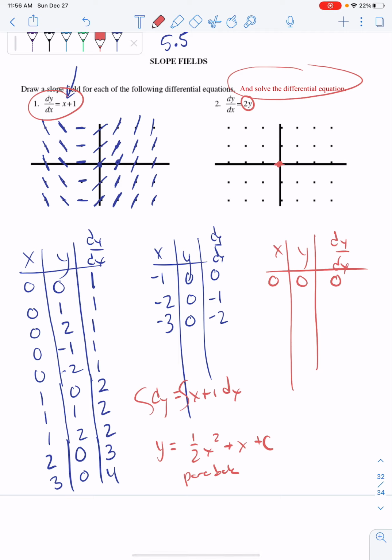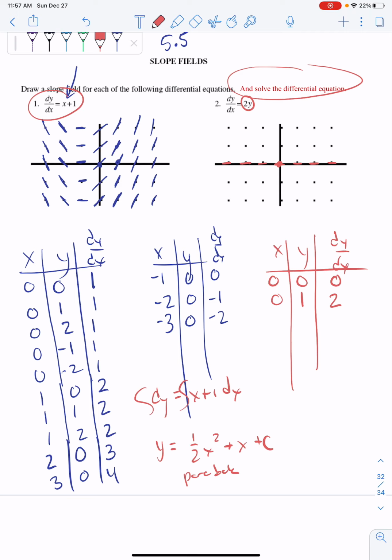So whenever y is 0, my slope is 0. So I've got a line here, a line here, a line here, a line here, here, here, here. Okay? I'm not going to do a whole bunch of different x's because it doesn't matter what my x is. It only matters what my y is. So what happens when y is 1? 1 times 2 is 2. So anytime y is 1, my slope is 2.